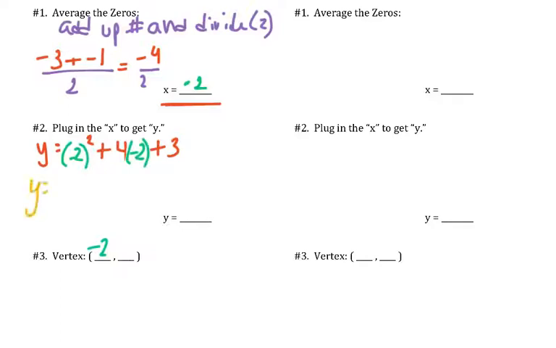So y is going to equal this piece here, which is negative 2 squared, which should make 4. This next piece here, which is 4 times negative 2, so negative 8, and then plus 3. So 4 minus 8 becomes negative 4. Negative 4 plus 3 is apparently negative 1.